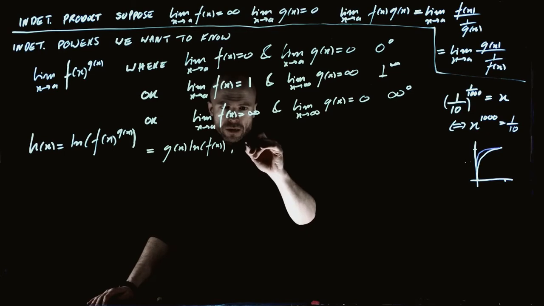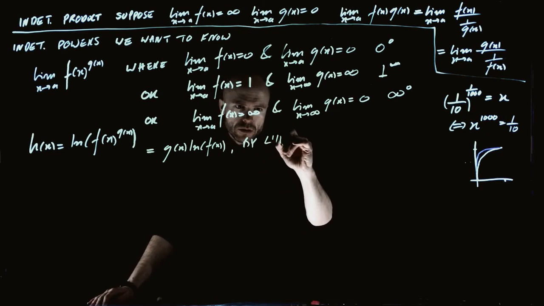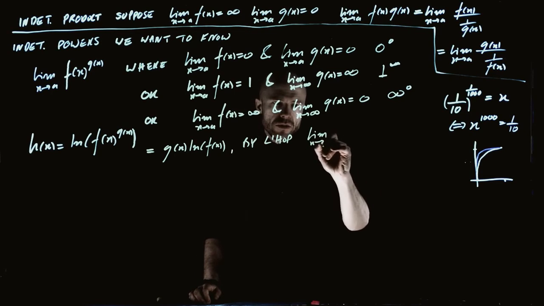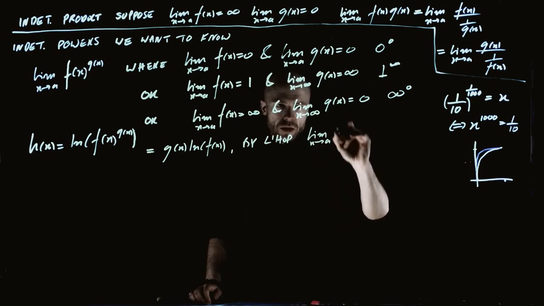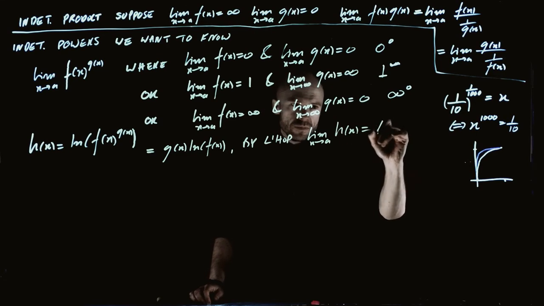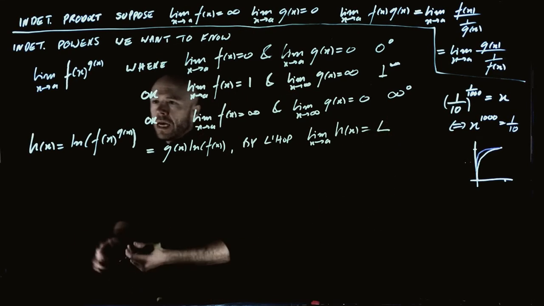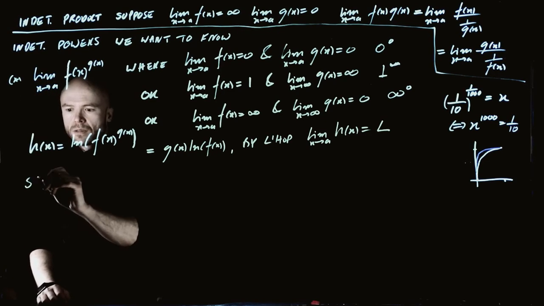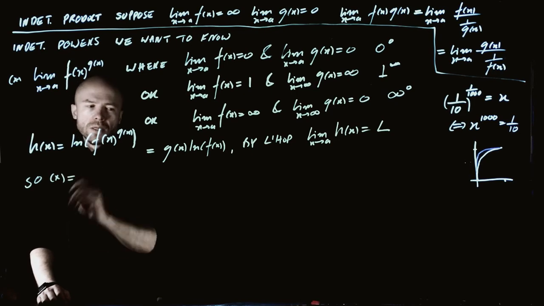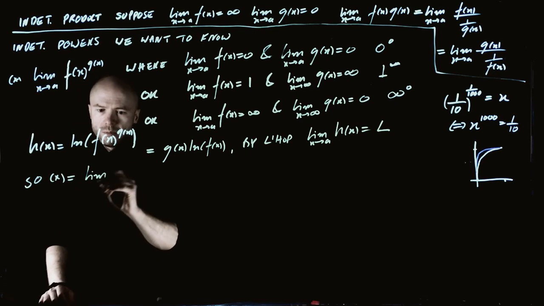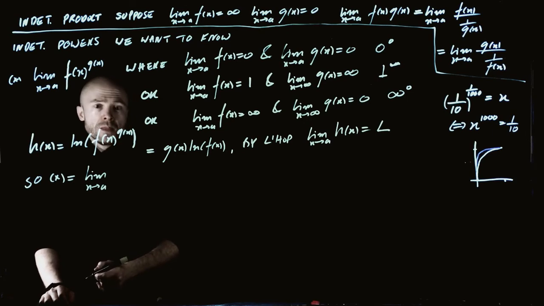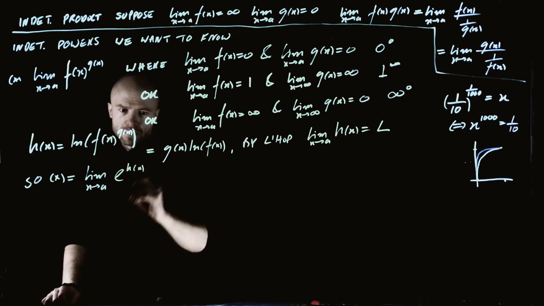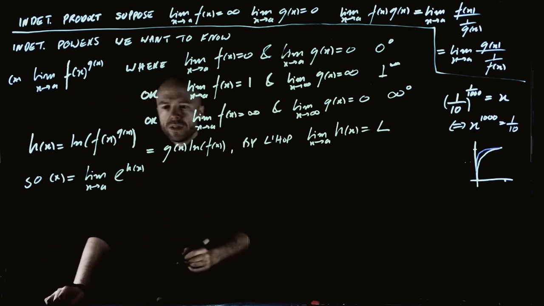So by L'Hopital, we can figure out what this thing is, the limit as x tends to a of h of x. We're going to be able to figure this out. Say it's L. And then we can understand the thing we actually want, which is star, the limit as x tends to a of f of x to the g of x, which is nothing but e to the h of x, because that's what h is defined as, right?